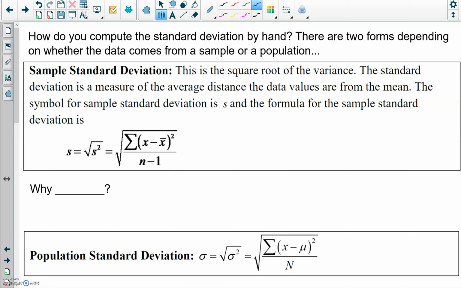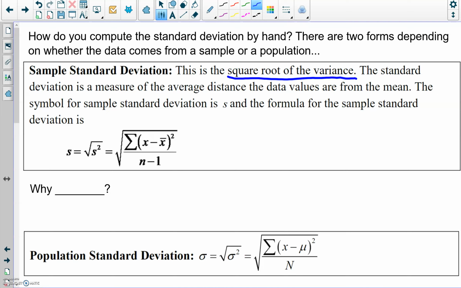So sample standard deviation, it's the square root of the variance. So this is how that variance concept I mentioned relates. They're basically the same formula to get there, except you take the square root of the variance to get to the standard deviation. And as I said, it's roughly an average distance that the data values are from the mean. And the symbol for standard deviation in a sample is S. And I mentioned that in a prior section as well. The formula for the sample standard deviation is this.